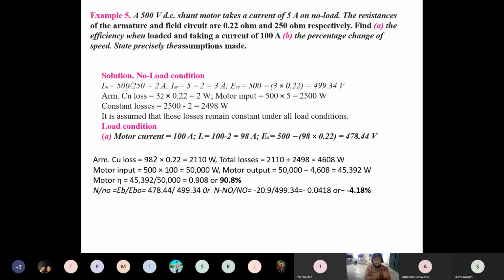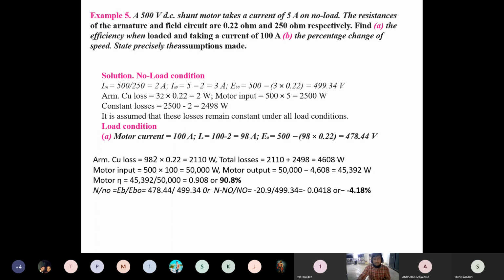Now we have to find out the copper loss only, because the constant losses are not changing; they are always the same, already found in the no load condition, that is 2498 watts. As load varies, copper losses vary, so you have to find the copper losses again. Armature copper loss is equal to IA square RA. Here IA is 98 amperes, so 98 square into 0.22 is about 2110 watts.